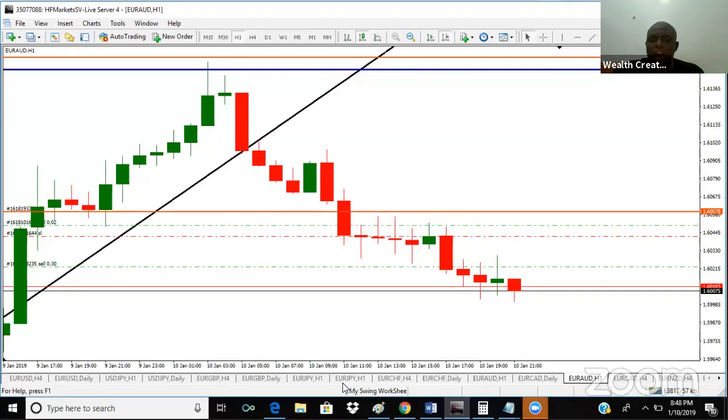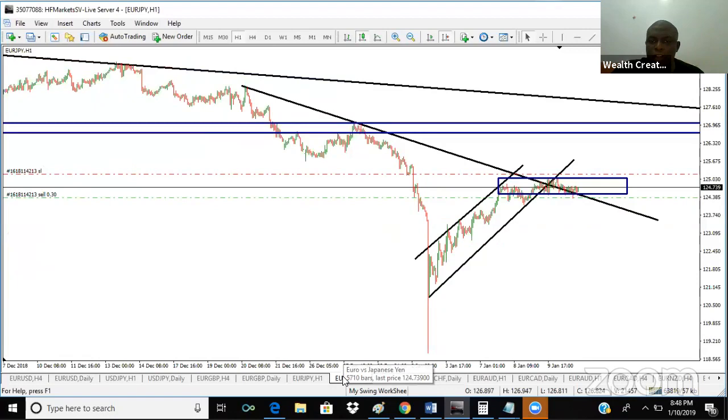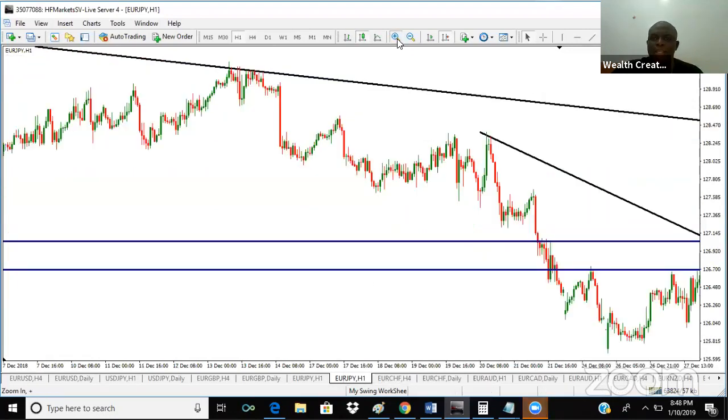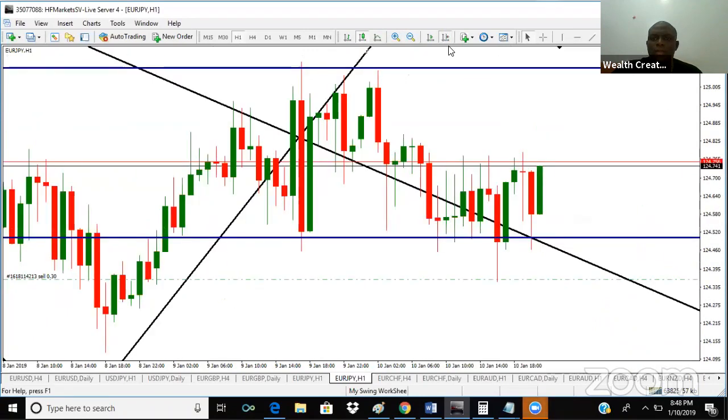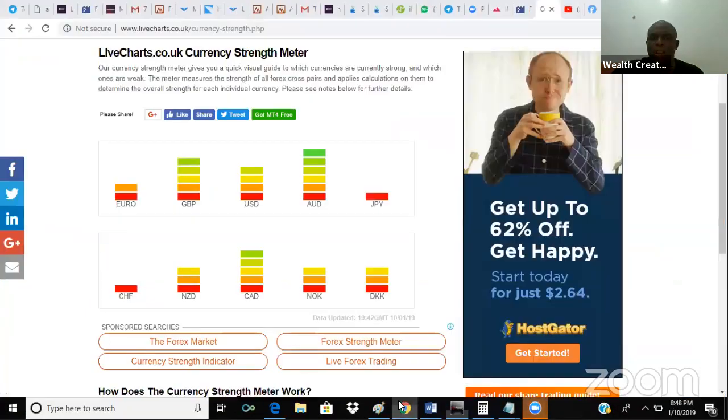Now, Euro JPY. Look at what is happening. Can you see? It came down, it's going back up. Why is it ranging? It's ranging because the two currencies are both weak. So when they are both weak, it will be ranging.